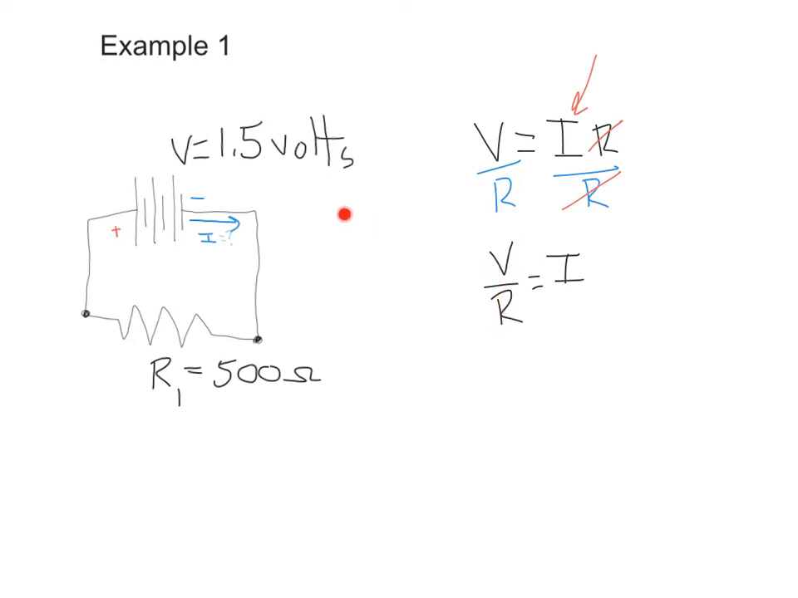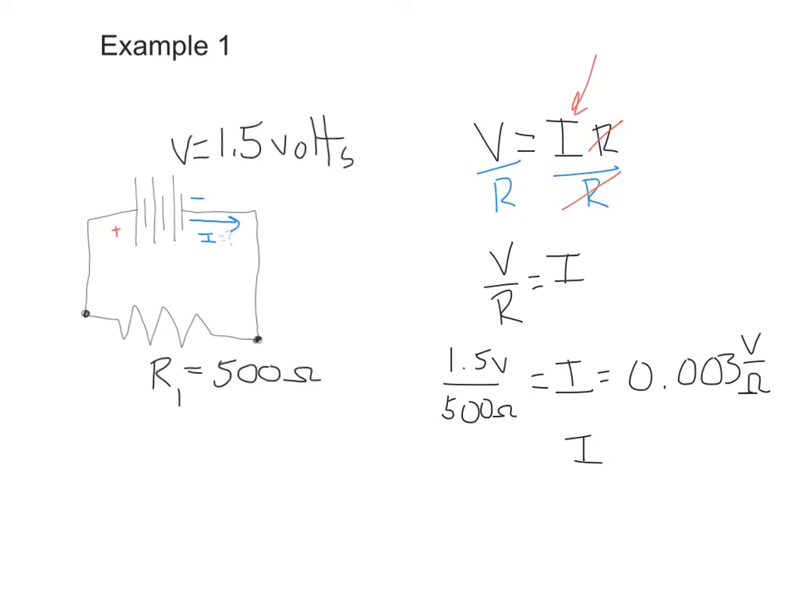So I'm going to need to take my voltage, which is right here, the 1.5 volts, and I'm going to put it in here for V. I'm going to take my 500 ohms, and I'm going to put it in here for R. So making the substitution, 1.5 volts for V and 500 ohms for R, for current, this is going to give me 0.003 volts per ohm.